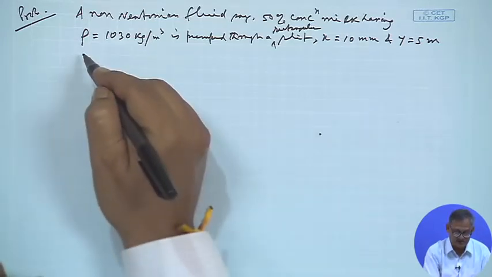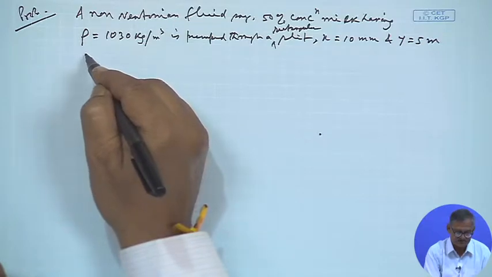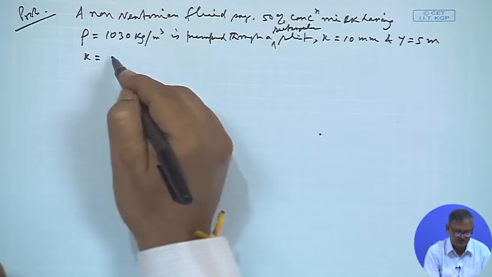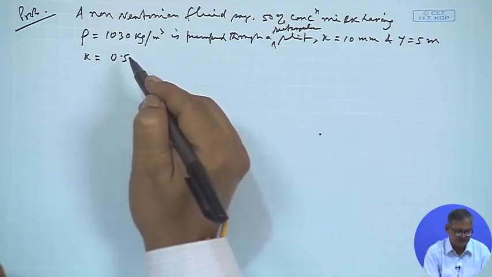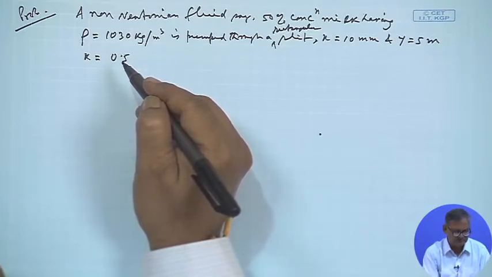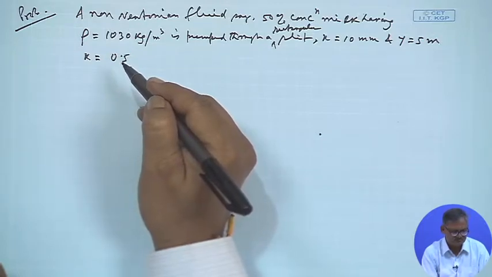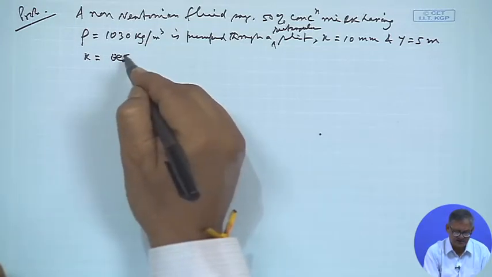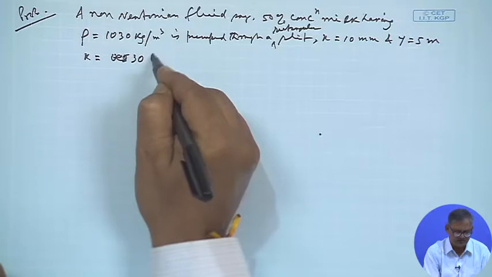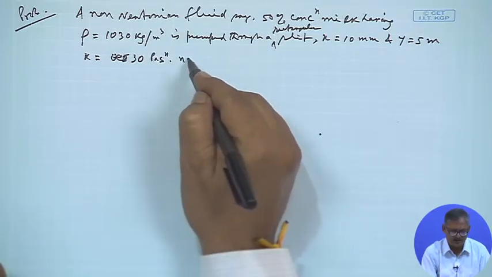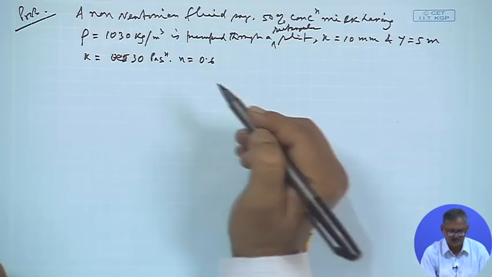The consistency coefficient K is equal to, say, 0.5 and, for the milk, not 0.5, 30 Pascal second to the power n, and n is 0.6.